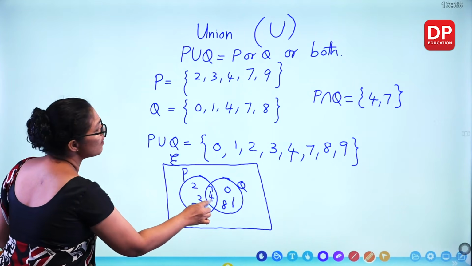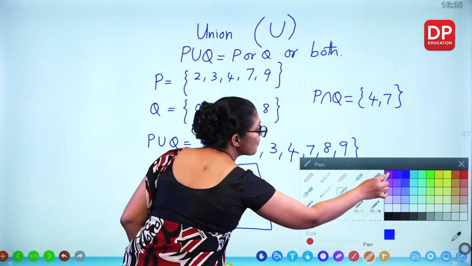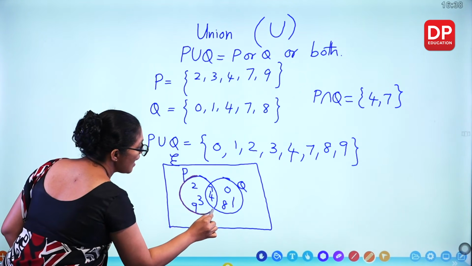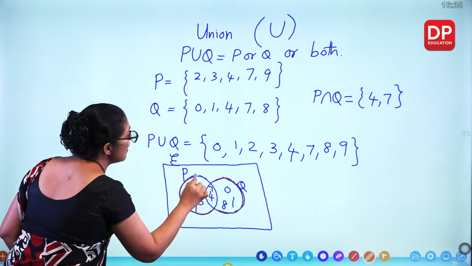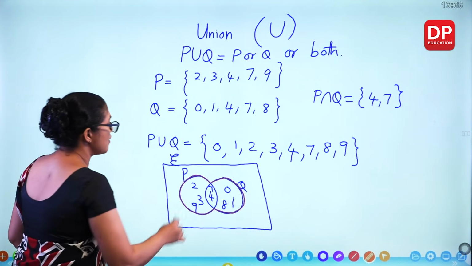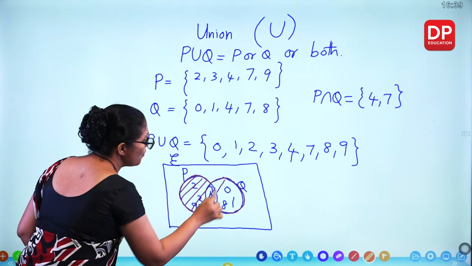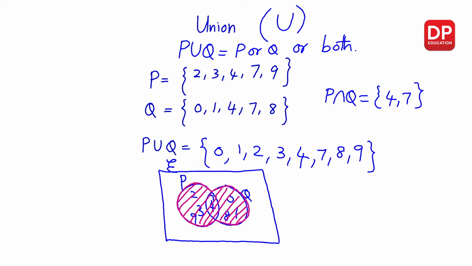So 0, 1, everything included means this region. So we can color everything inside P and Q. So you can shade both the two circles like this for union. So that's P union Q.